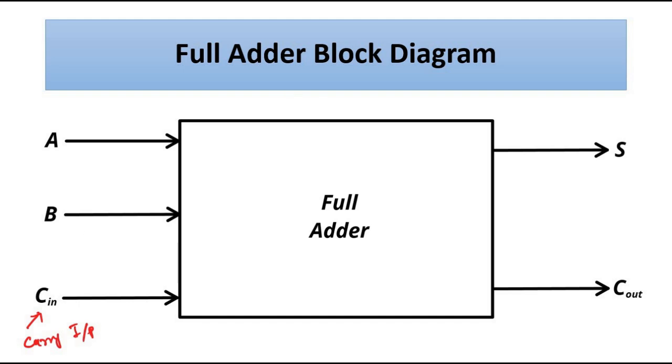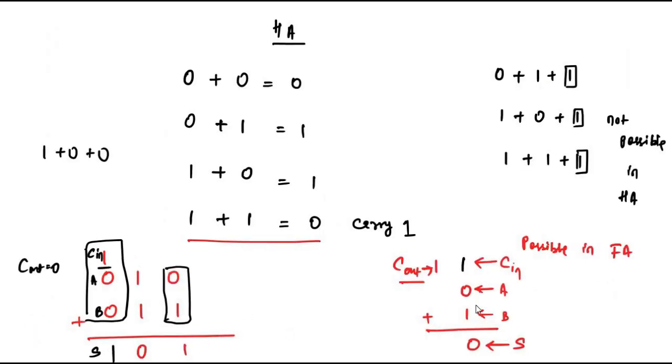Okay, from these operations you can be clear about what I am trying to say. These two represent the two normal bits A, B. This is the carry input. The sum result will be 0, and there is a carry generated from this operation.